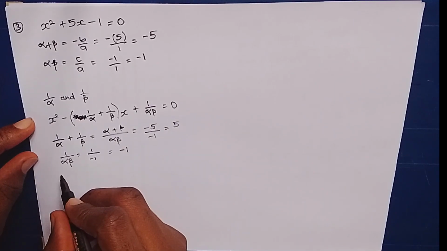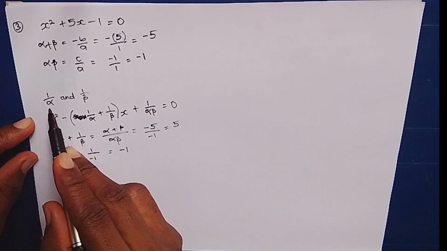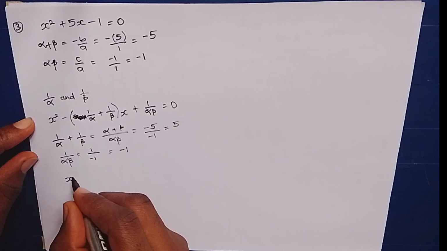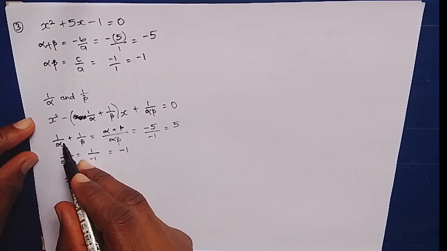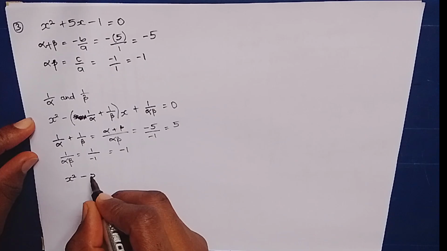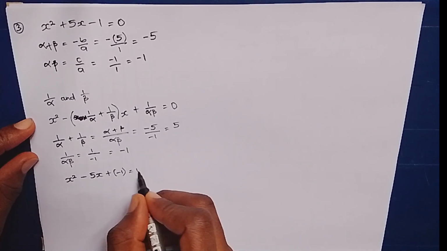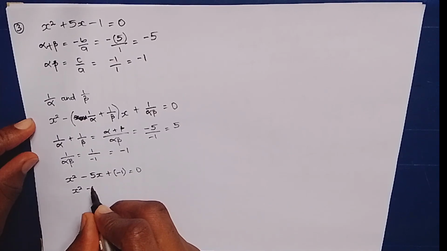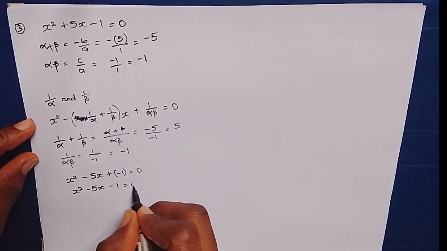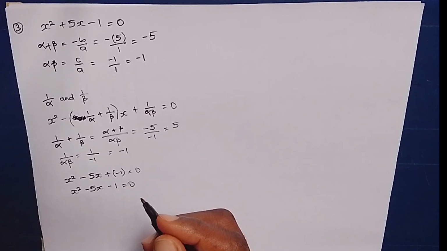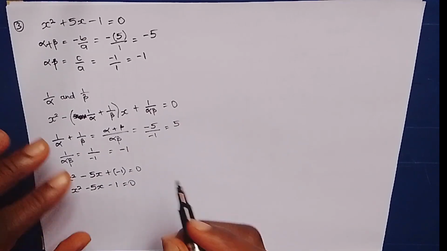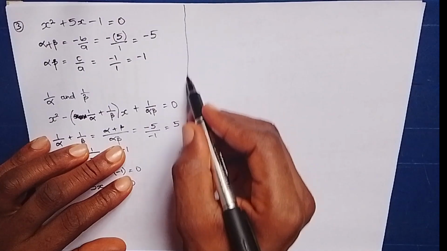So the equation whose roots are 1 over alpha and 1 over beta is x squared minus, what's our sum? 5, so 5x, plus, what's our product? Minus 1. Minus 1 equals 0. So this is x squared minus 5x minus 1 equals 0. So that's how you solve that. And let's do one more example similar to this.